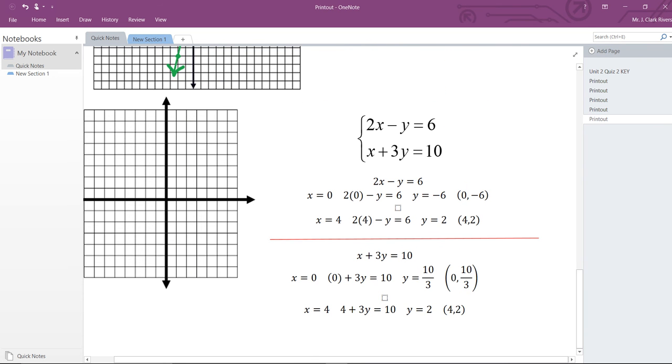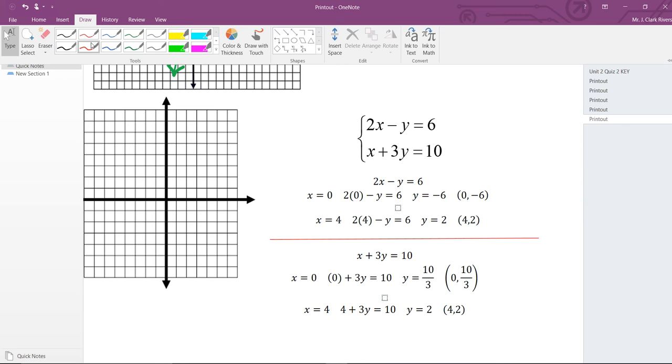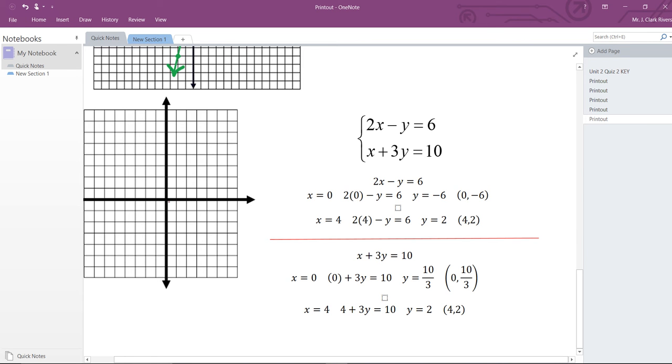Okay, for this particular problem, I've already done the work algebraically. You'll see that here. So for 2x minus y equals 6, remember I can plug in whatever I want for x. I plugged in x equals 0. You can see my work here. I end up with y equals negative 6. So I got the point (0, -6). Let me go ahead and plot that now. So 0, negative 1, 2, 3, 4, 5, 6. That's that point right there.